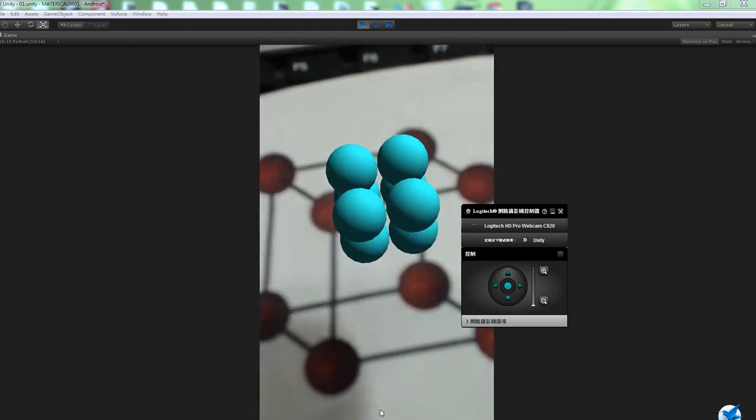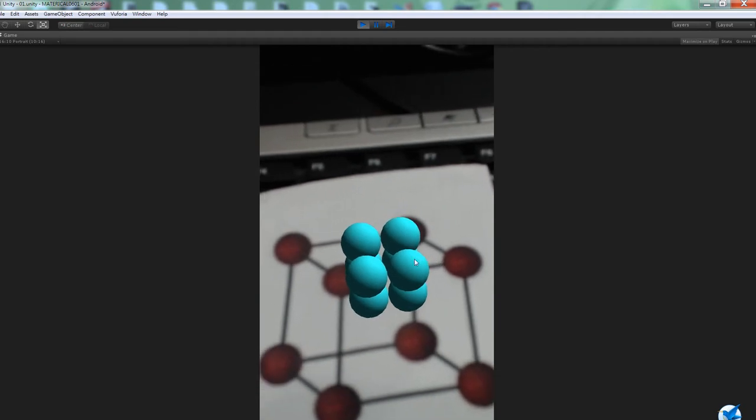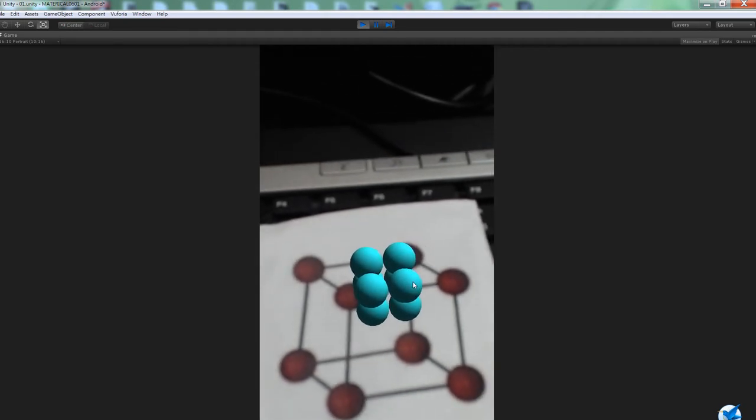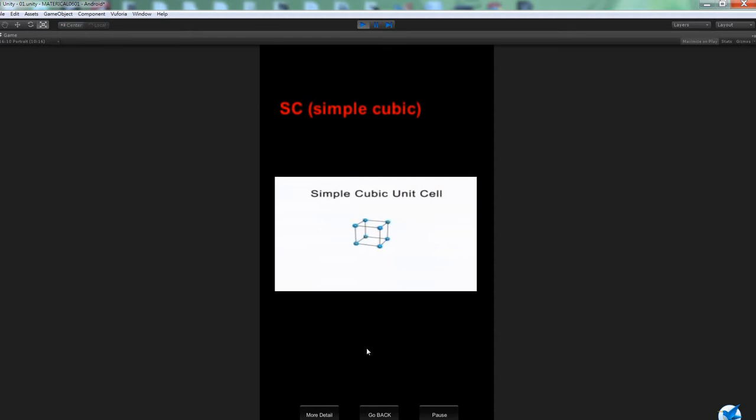Simple cubic unit cell. The simple cubic unit cell is a cube, all sides of the same length and all faces perpendicular to each other. Cubic unit cells have particles at the corners of a cube. The simple or primitive cubic unit cell has particles at the corners only.